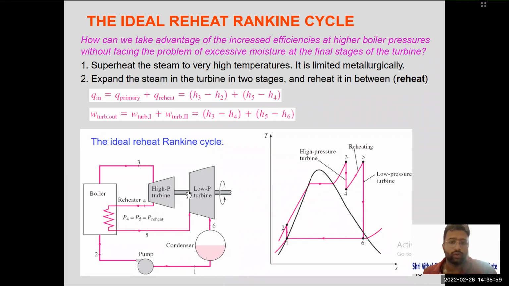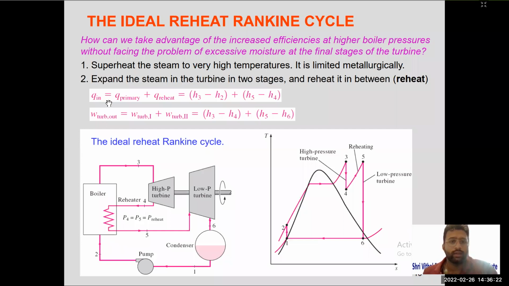Okay, so draw both the diagrams. This is related to reheating. So why are we going for reheating? Because in order to increase the efficiency, we want to increase the boiler pressure. If we increase the boiler pressure, there are chances of moisture at the turbine outlet. In order to eliminate moisture at the turbine outlet, we are going for reheating.